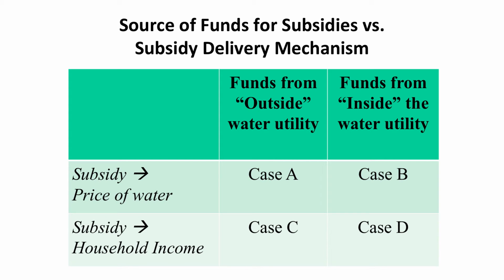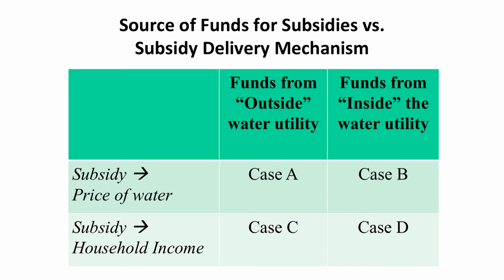An example of funds for a subsidy scheme from inside the utility would be to charge some customers more than the average cost of water services in order to price services to other customers below cost. An example of funds for a subsidy scheme from outside the utility would be a direct infusion of cash from central government to the water utility to cover a gap between revenues and costs. The cells in the table show 4 cases.